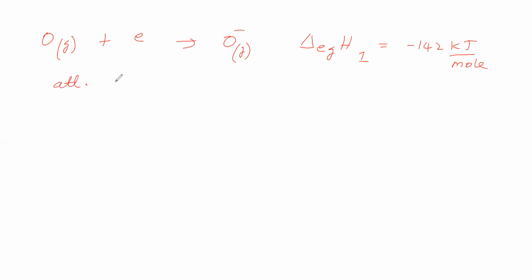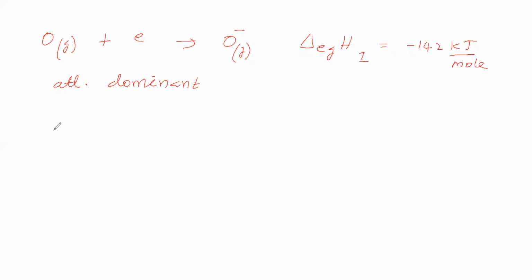Now an isolated gaseous oxygen atom takes one electron and becomes O minus. This is called the first electron gain enthalpy, equal to minus 142 kilojoule per mole. It is negative, so it is exothermic. Here the dominant factor is the attraction between the oxygen nucleus and the incoming electron.